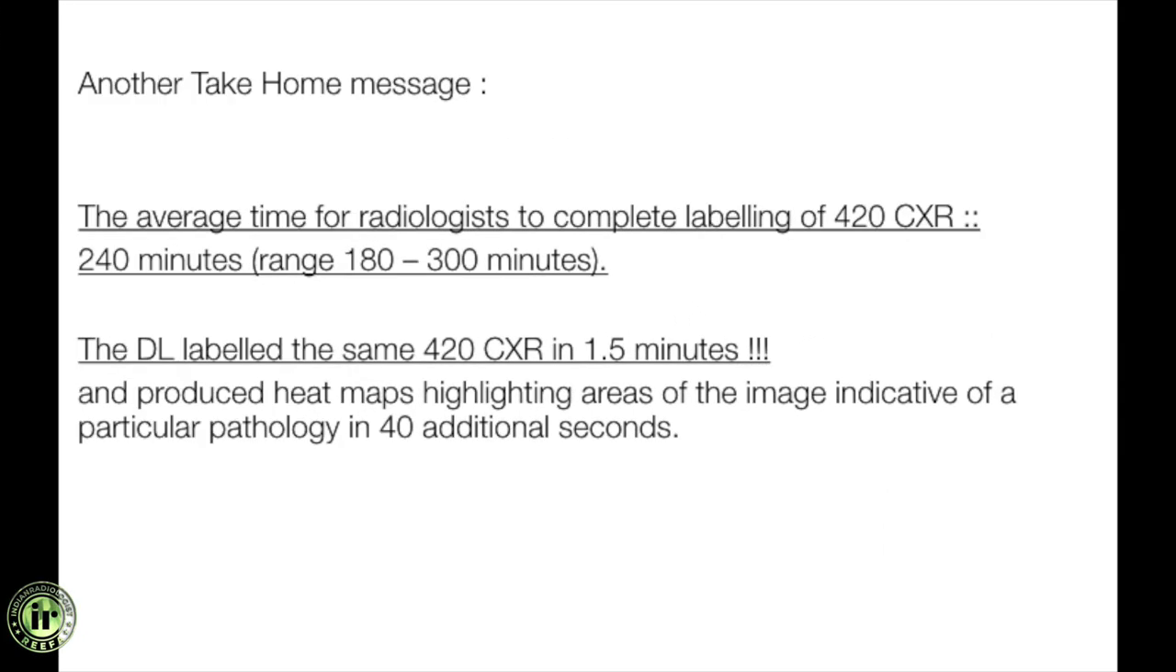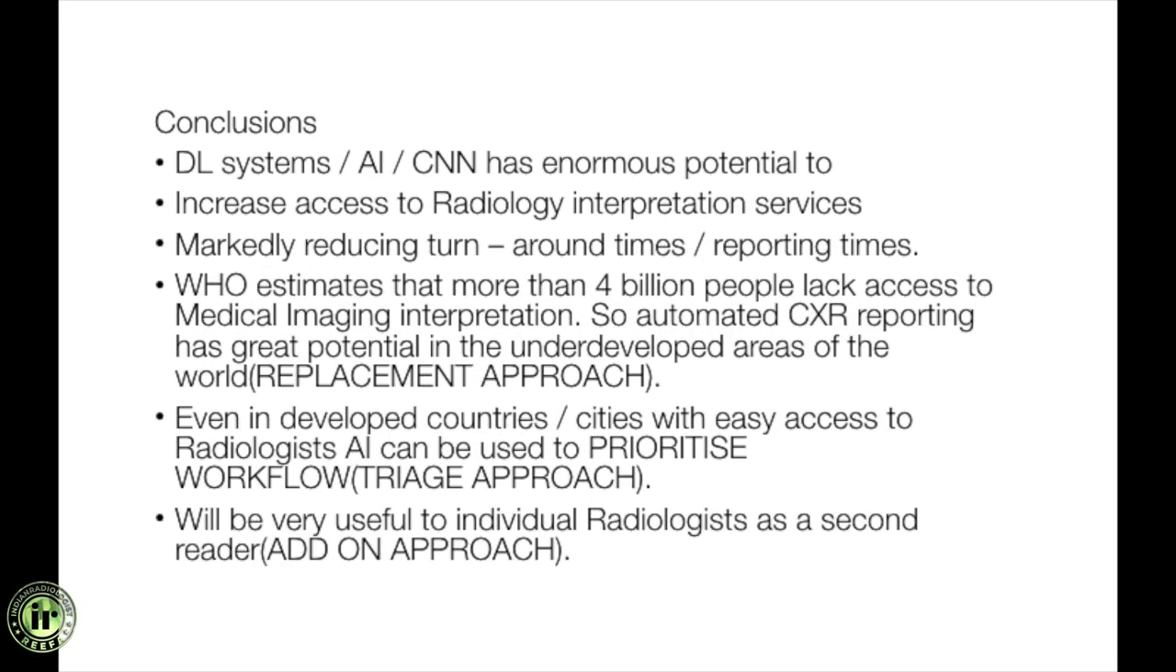The other take-home message was that the time for the radiologists ranged from 180 to 300 minutes, with an average of 240 minutes, whereas the AI labeled the same 420 chest x-rays in 1.5 minutes flat. So to conclude, at this point of time, we can state that AI or deep learning systems or these convolutional neural networks have enormous potential to firstly increase access to radiology interpretation services and to markedly reduce the turnaround times or reporting times, because as we have seen, they are very fast.